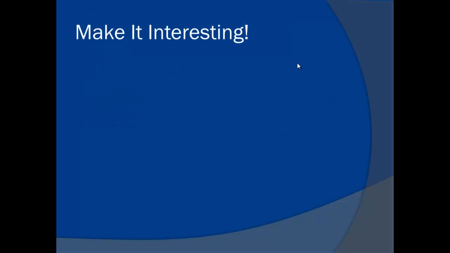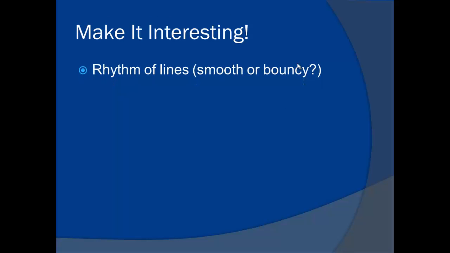You also want to make it interesting. Think about rhythm of lines. Do you want a smooth rhythm? Do you want it kind of to be a bouncy rhythm? Do you want your poem to rhyme? Remember, not all poetry has to rhyme, but sometimes rhyme helps to make the sound of your poem more interesting. Think about how you want to arrange your lines. Poems are not just a sentence for each line. You can really break it up.